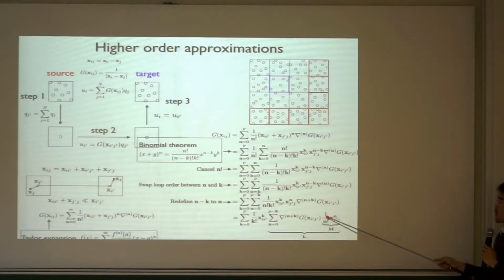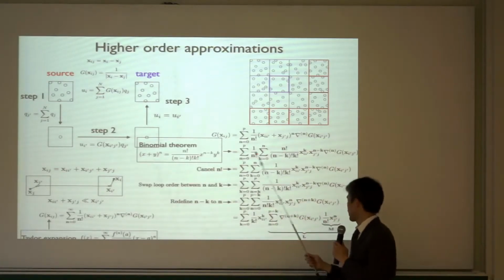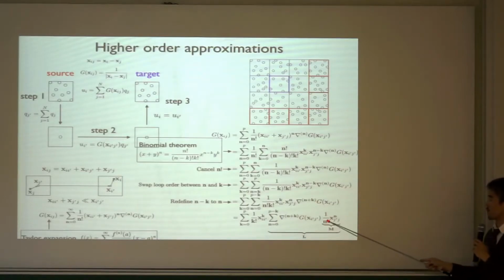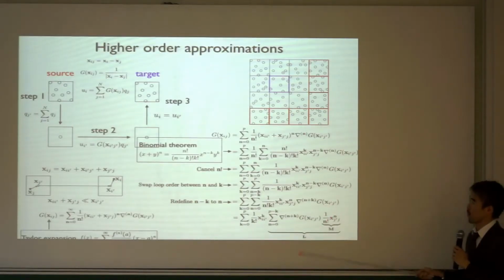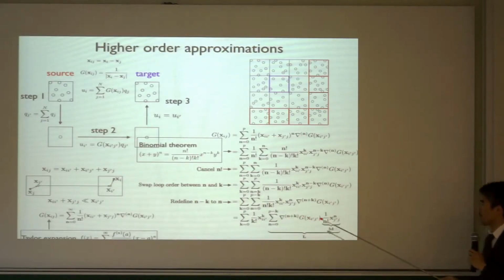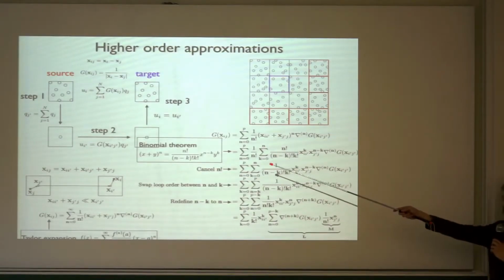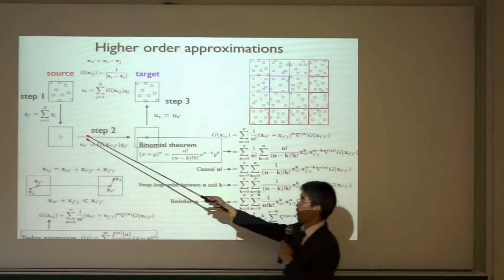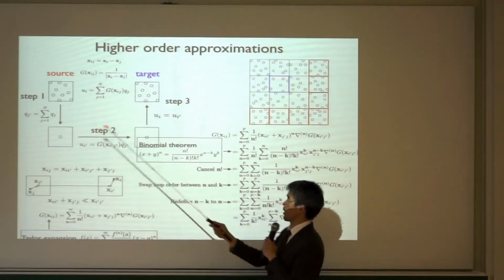When n is 0, it just turns into q, because the factorial of 0 is 1, and a power of 0 makes this 1. So this whole term turns into 1, and you're multiplying by qj. So the monopole is the value itself. So this is actually a monopole, if defined.